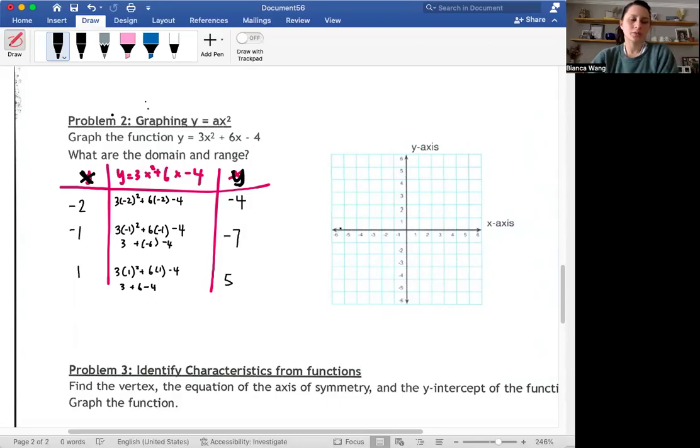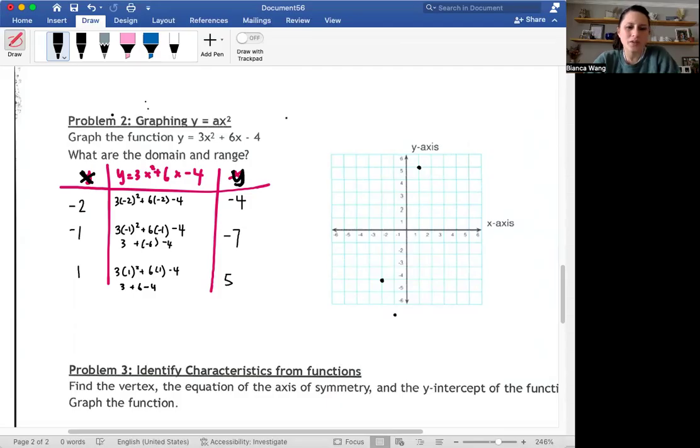And you could plot them on there if you wanted to. -2, -4, right here. -1, -7. That's like way down here, off my graph a little bit. And then +1, 5. So you can kind of see potentially you've got a graph that's curving down and going up like this, but it's not super clear.